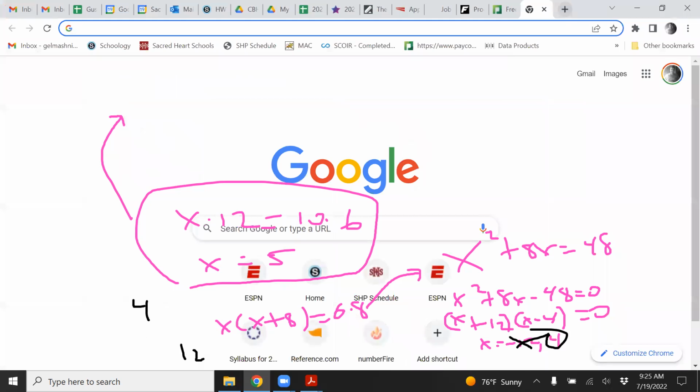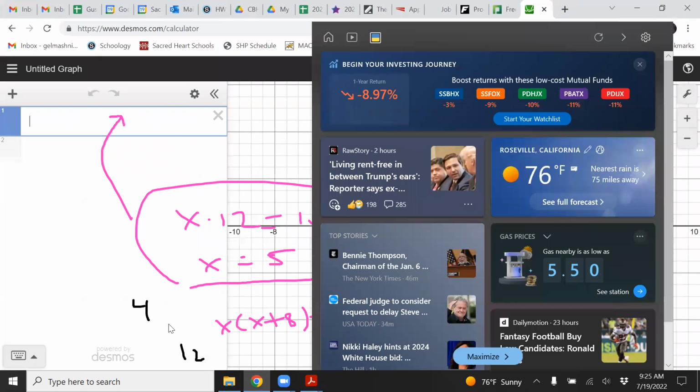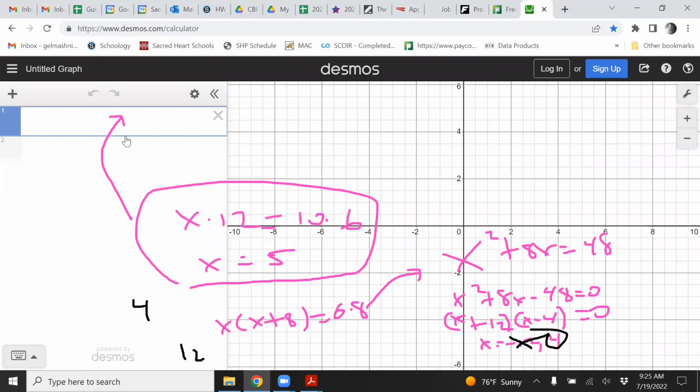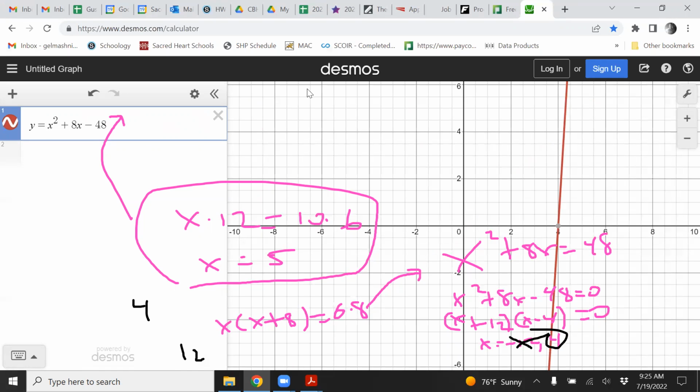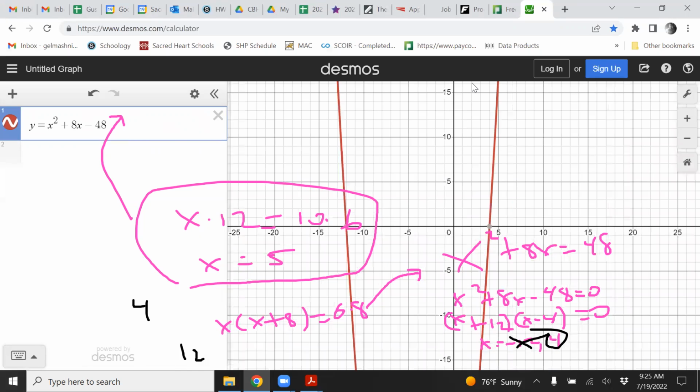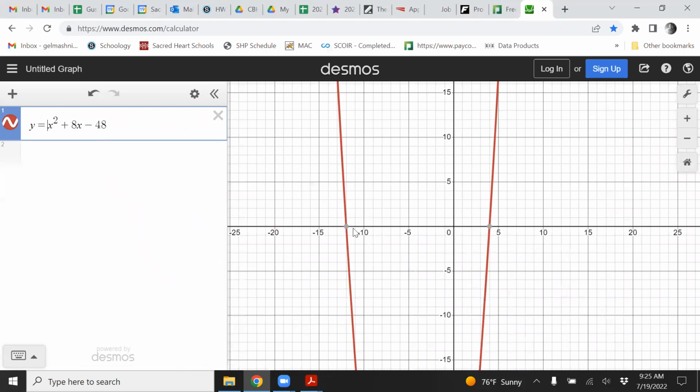So Desmos, here we go. It's just a graphing calculator that's free. And if you type in x squared plus 8x minus 48, you probably should say y equals just as a good habit, and if I zoom out, if you guys turn your phone, please, thanks. It finds the x-intercepts for you. Because that's the whole point, right?